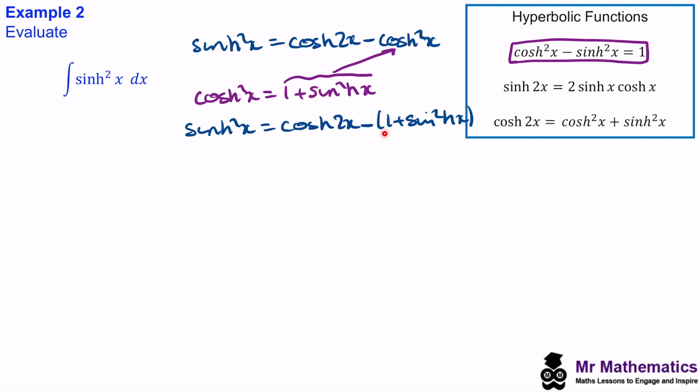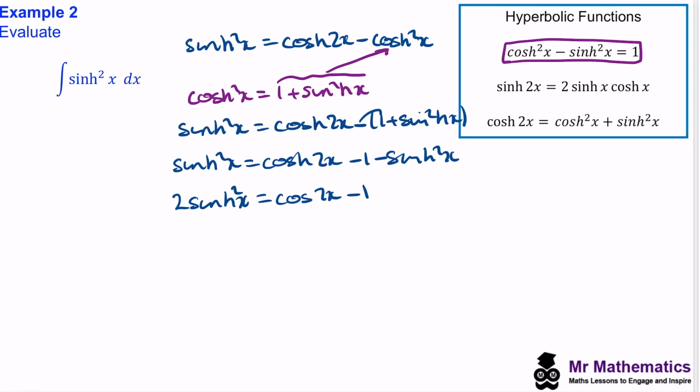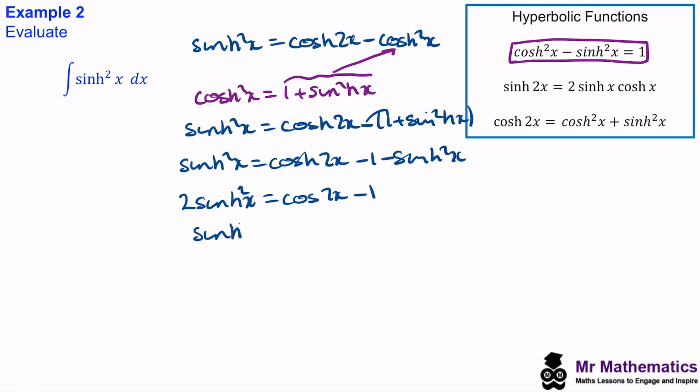We'll expand out these brackets. So we get minus 1 minus sinh squared of x. And then we'll move this to the left hand side. So 2 sinh squared of x is equal to cosh 2x minus 1. And then we'll divide both sides by 2. So sinh squared of x will equal cosh 2x minus 1, all over 2.